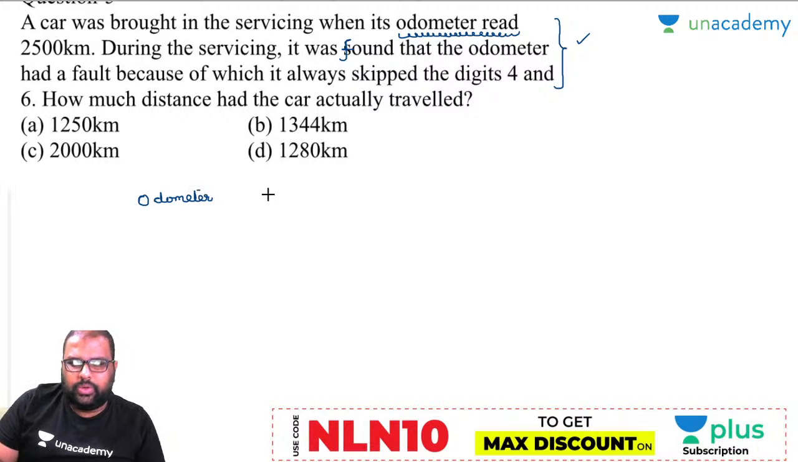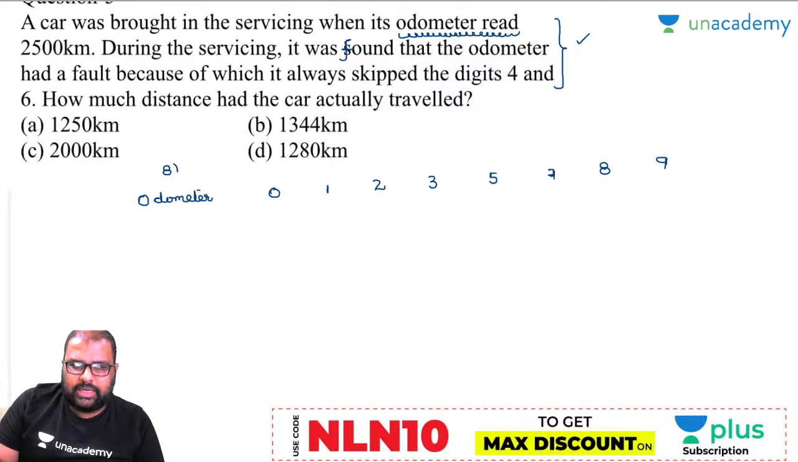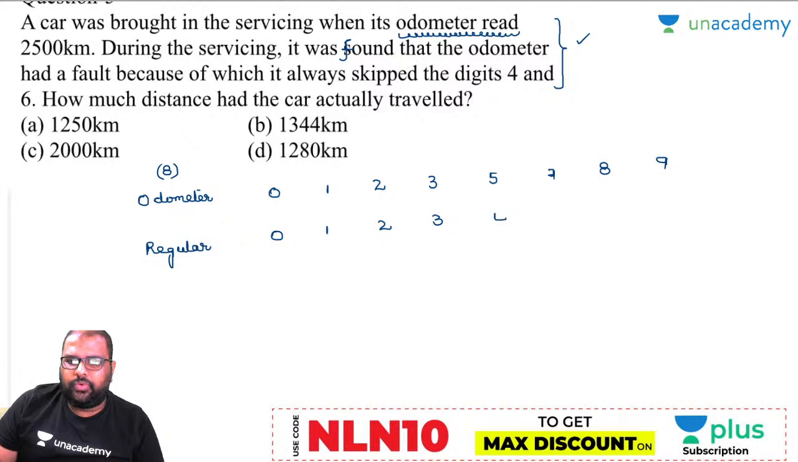Now look, I'll write down like this. Odometer. So in the odometer, the values will be 0, 1, 2, 3. 4 is not there, it seems. So next one will be 5. 6 is not there, so 7, 8, 9. These are the digits available. How many digits are available? 0, 1, 2, 3, 5, 7, 8, 9, so in the odometer only 8 digits are available. But in regularity, what will be the order of the digits? 0, 1, 2, 3, 4, 5, 6, 7. Is it clear? Yes. Now what happened?